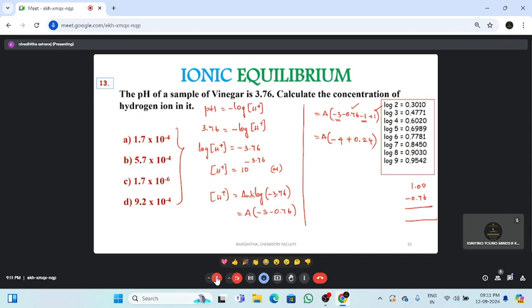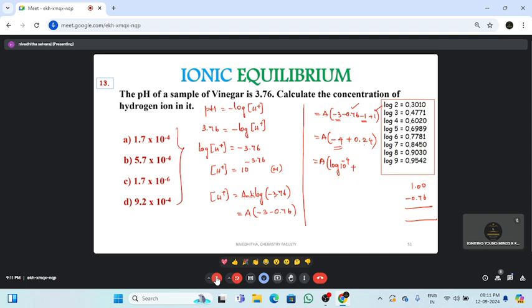Yes, ma'am. The next step is I have to write this minus 4 in terms of log and this 0.24 in terms of log. Writing minus 4 in terms of log is very easy. I write log 10 power minus 4. What is the value of log 10 power minus 4? That will be minus 4 log 10. Log 10 value is 1. So minus 4 into 1 is minus 4. So what I've written is right. Minus 4 can be written as log 10 power minus 4.